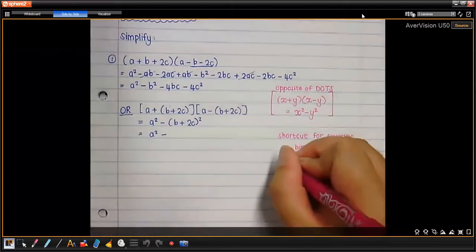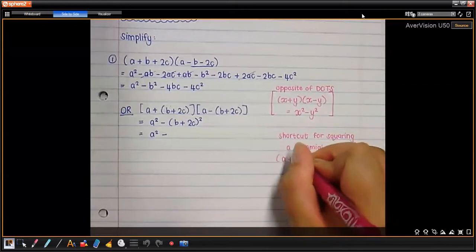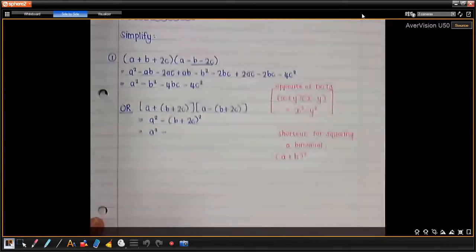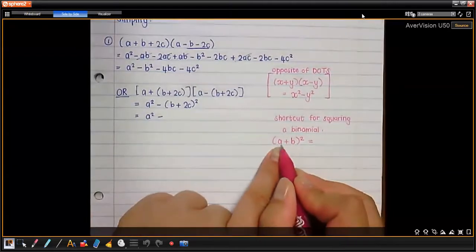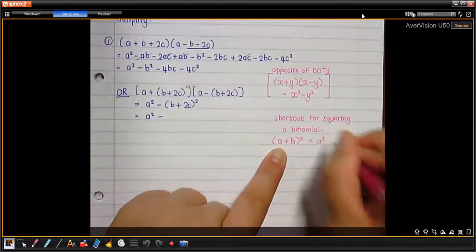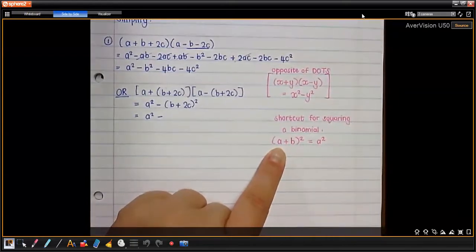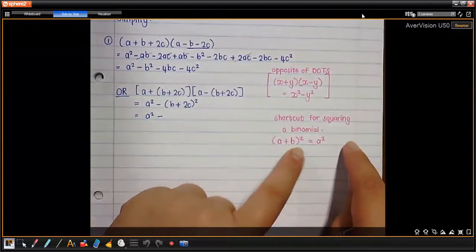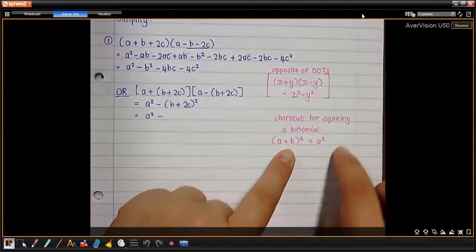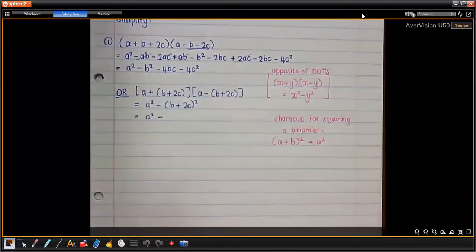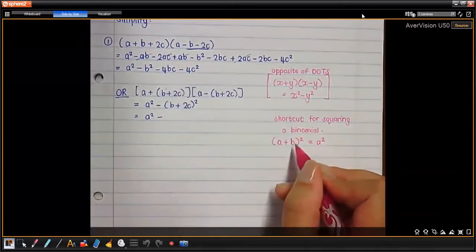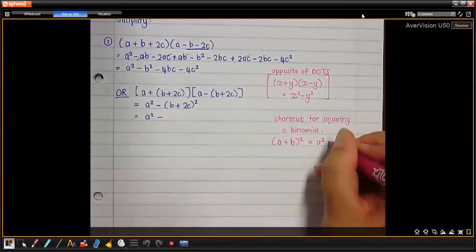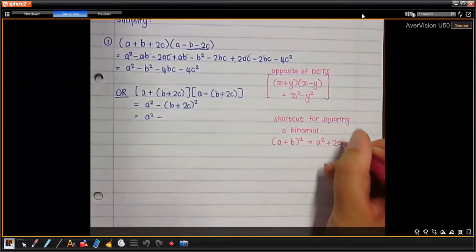Okay, so the shortcut for squaring a binomial, if you have (a plus b) squared, is that you take your first term and square it: a squared. For your last term, we're going to square the last term, but you have a middle term. To get the middle term, you multiply these two terms together, so a times b is ab, but then you have to double it. So you'll say plus 2 times ab.